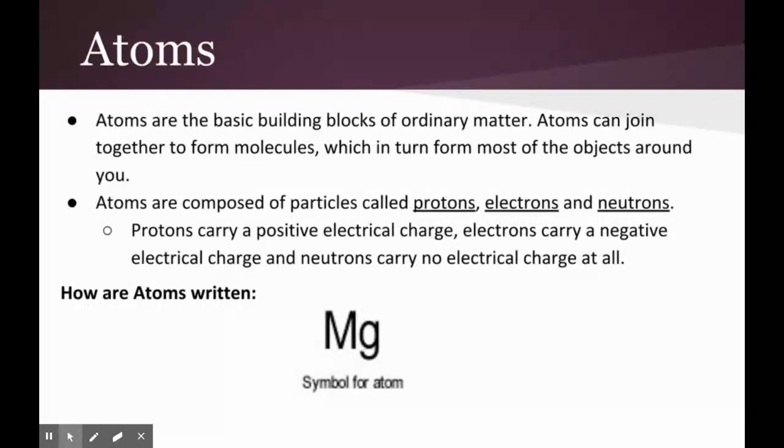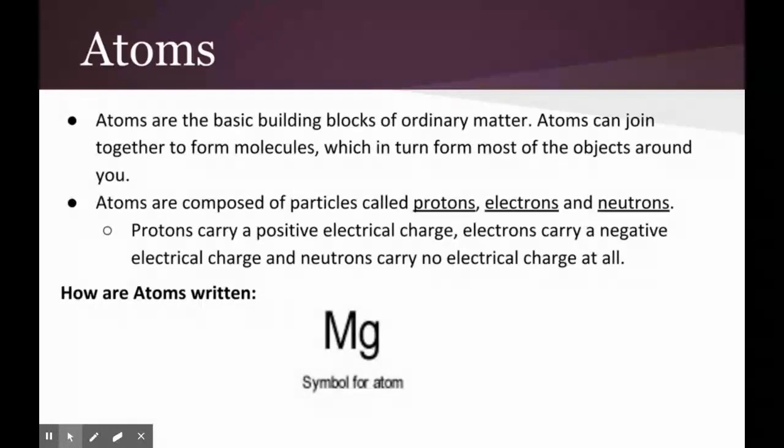Okay, so let's first talk about atoms. Atoms are the basic building blocks of all matter. Atoms can join together to form molecules, which in turn form most of the objects around you. Everything we see is made up of atoms. Atoms are composed of particles called protons, electrons, and neutrons. This should be familiar information to you already. And again, protons are positive, electrons are negative, and neutrons are neutral.